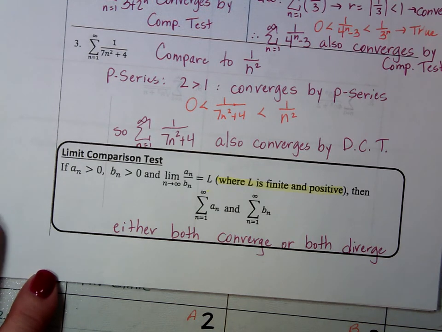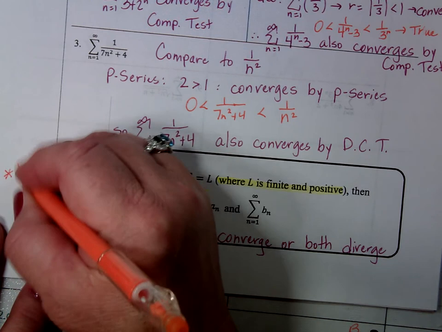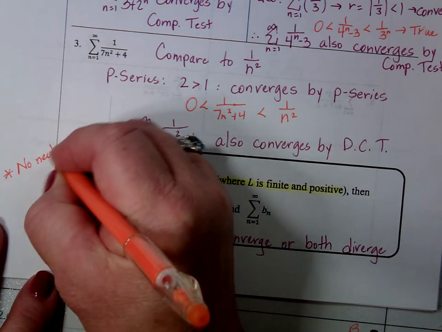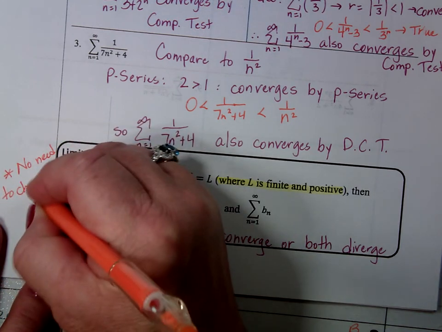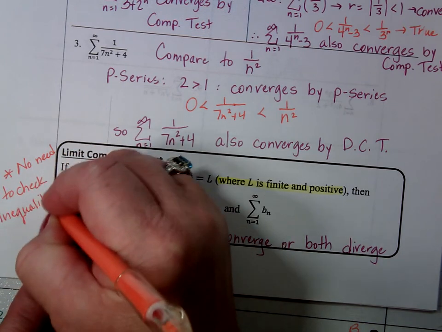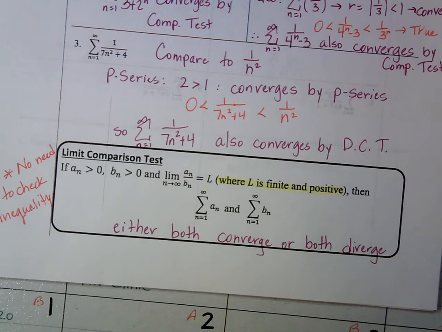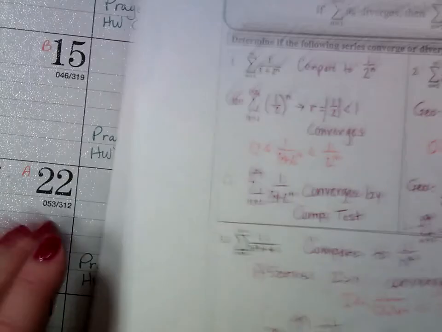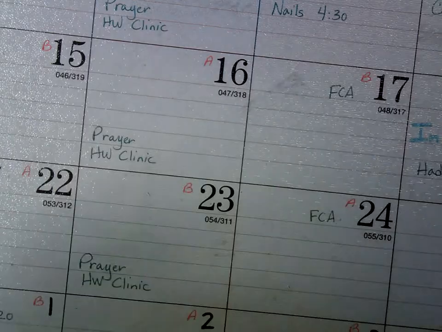All right, now here's the nice thing about this guy, this limit comparison test. No need to check an inequality. Okay? So there's no need to check that in the midst of this, which makes it kind of nice, which is why a lot of people like it better. All right, let's try some more problems, examples. There's lots of practice problems, or lots of example problems this time around.